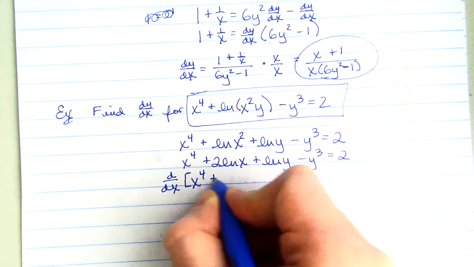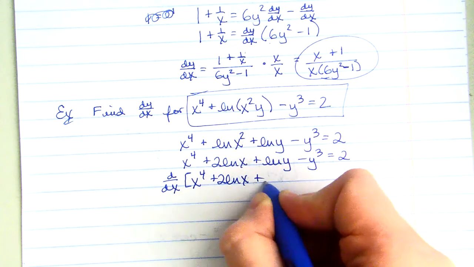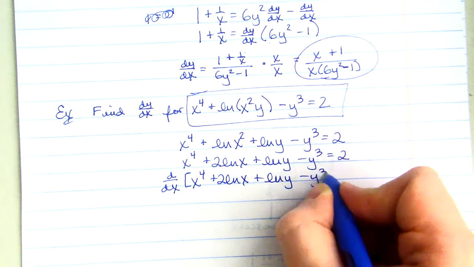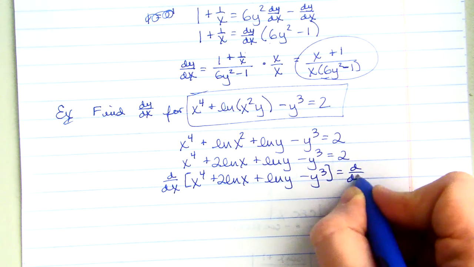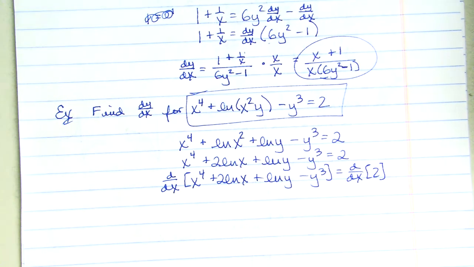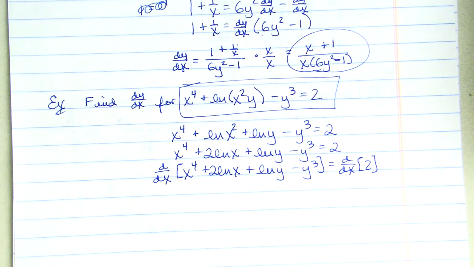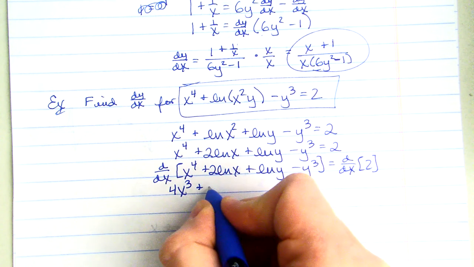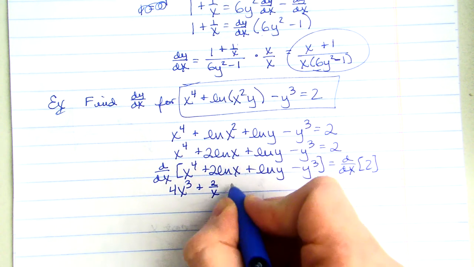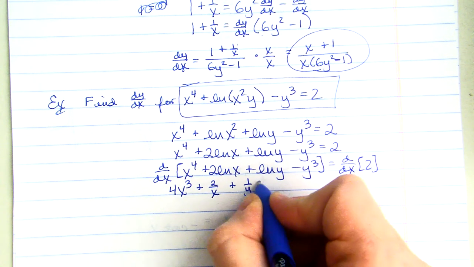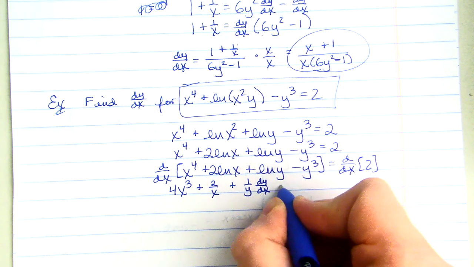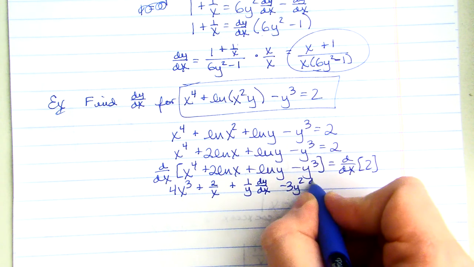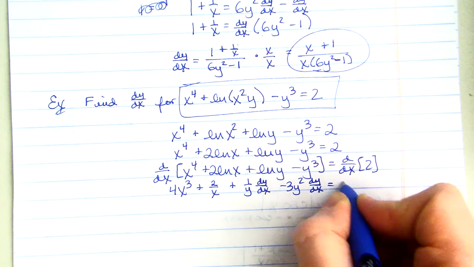I'm going to go find the derivative of both sides. Actually, no, I'm not. You're going to go do the derivative of both sides, and then together we'll clean it up. Go do your derivative, please. Okay, 4x cubed plus 2 times 1 over x, I'll just say 2 over x, plus 1 over y, dy dx, minus 3y squared, dy dx, equals 0.